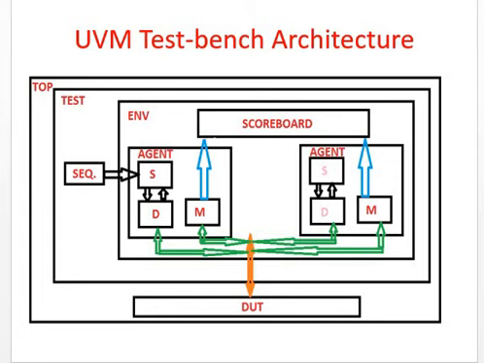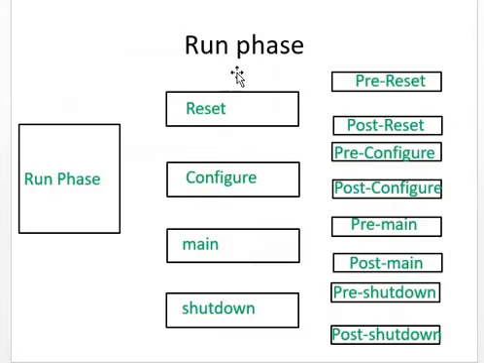And the next thing is why this run phase executes in parallel. I have explained that every UVM component, like driver, monitor, sequencer, all have this run phase basically, and the run phase of every component runs in parallel.